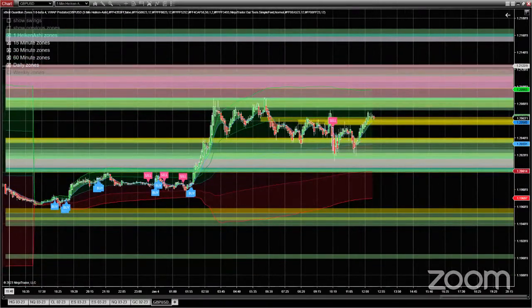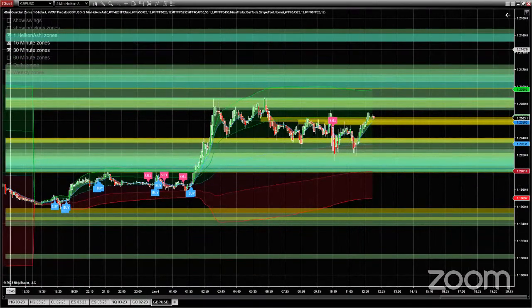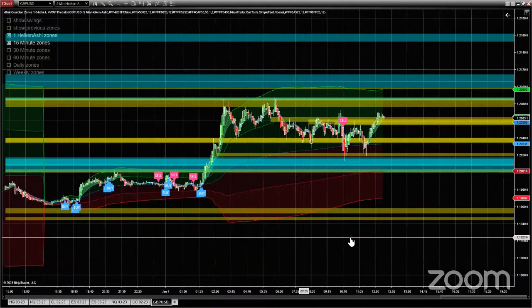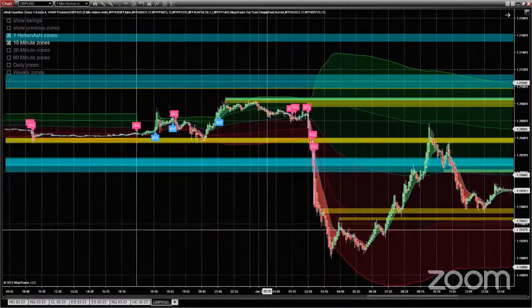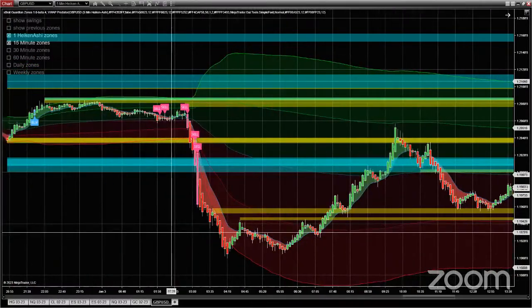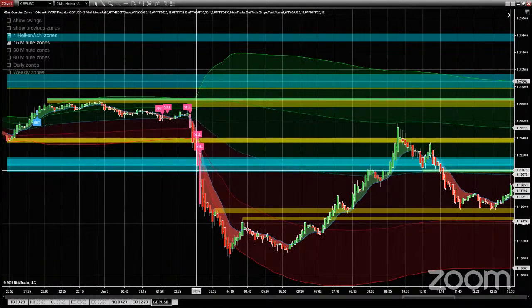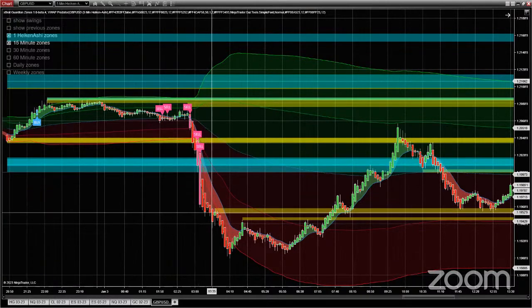So I'm just going to take off the weekly, the daily, and the 60-minute. I'm even going to take the 30-minute off just to clear up. There we go. So this is the VWAP Predator. That VWAP Predator actually gave the sell signal here that broke through the 15-minute zone, and that was the trade. That was the trade of the day.